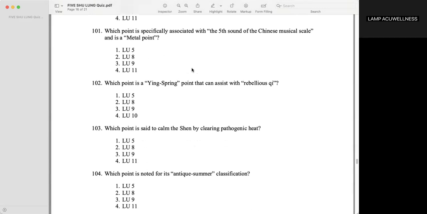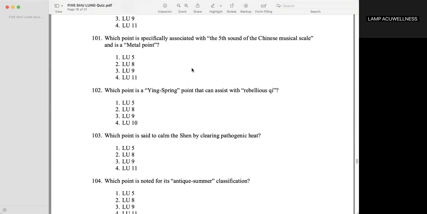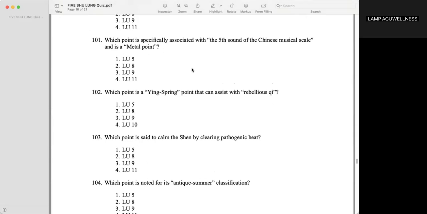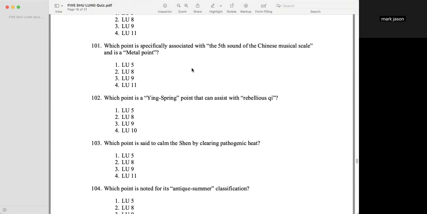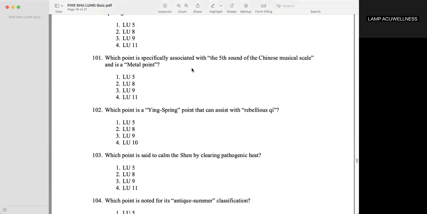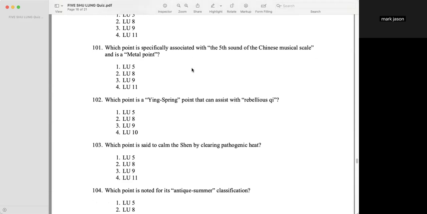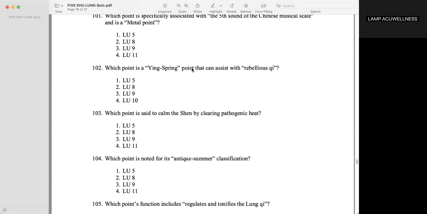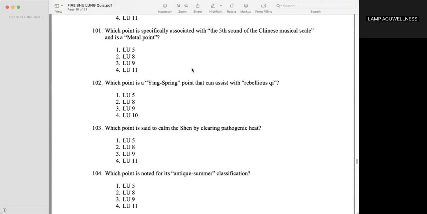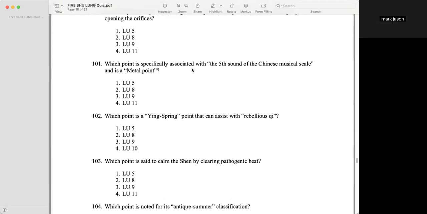Are you sure? Which point is lung 11 or lung 9? It should be lung 9. Ikaw, sabi ko, murag lung 9. Murag lung 9, metal point. 11 may nakabutang. Oh, okay. Which point is especially associated? Lung 9.